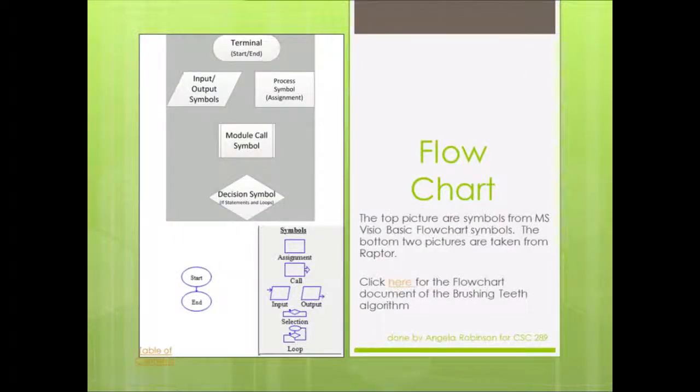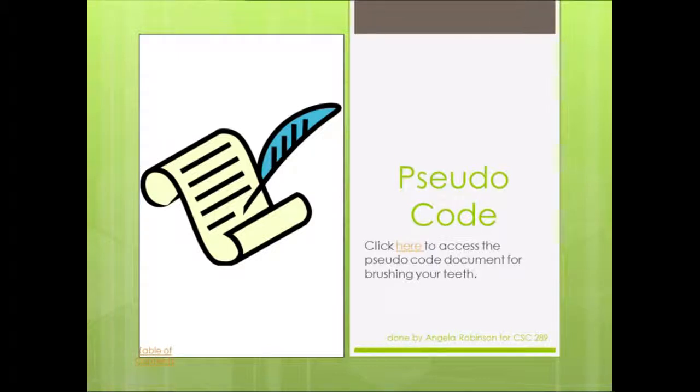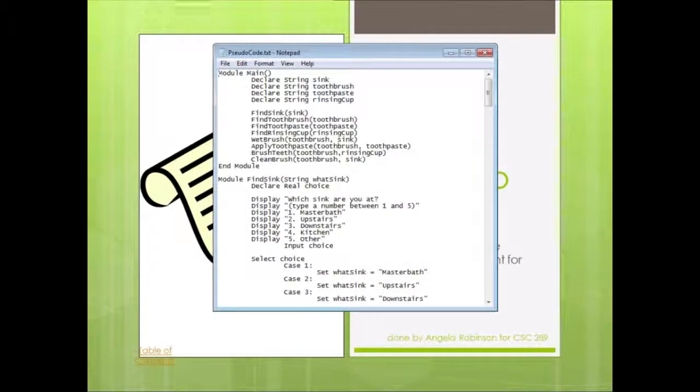The first format is a visual chart called a flowchart. If you click on this link here, it will open up the PDF document showing the flowchart for my brushing teeth algorithm. The second format is a written format called pseudocode. Again, when I click on this link here, it opens up the text document showing the pseudocode for our algorithm.